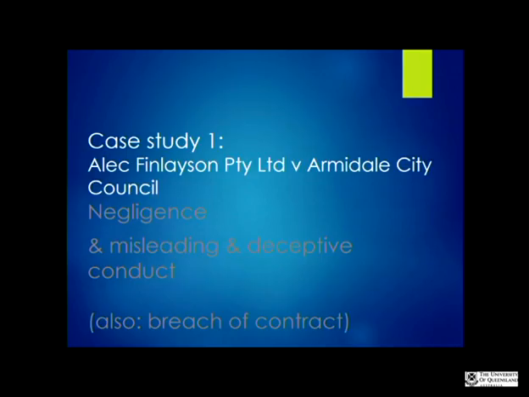They've got a lot of legal protections around them in terms of protecting them from negligence actions for the decisions that they make. But there are cases where they can be held to be negligent in the way that they carry out their powers. And this is one of those examples where they were held to have breached their duty of care. So we owe a duty of care, and if we breach it, then we're negligent. And so Alec Finlayson was suing the council for negligence and for misleading and deceptive conduct. There was also the issue of breach of contract.